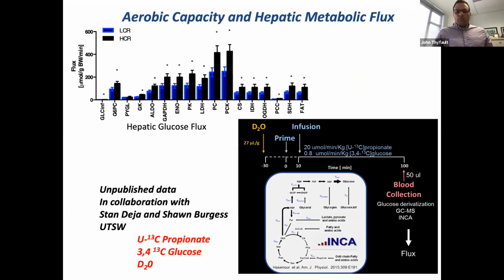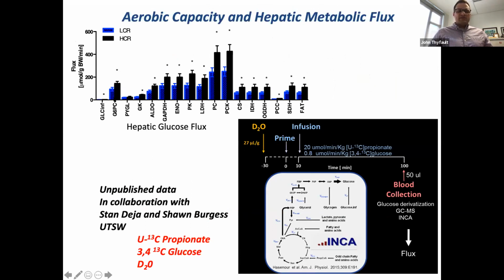So we went back and we worked with Dr. Burgess at UT Southwestern and his postdoc Stan Deja, and we asked, can we do these tracer techniques in the HCR-LCR rats? And they were nice enough to collaborate with us. And here's kind of the experimental paradigm. We use U13C propionate and 3,4,13C glucose.